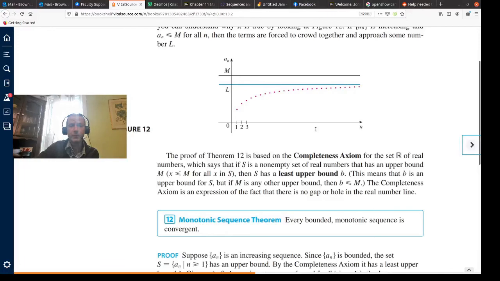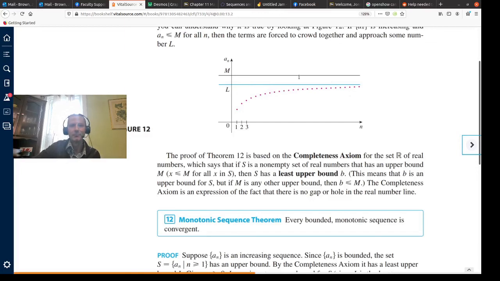So one final result, which really could have been made for functions, but we never did, is the monotonic sequence theorem, which says every bounded monotonic sequence is convergent. And bounded just means that all the terms of the sequence lie between two real numbers. So it has an upper bound and a lower bound. In the sequence pictured here, the upper bound is L. Monotonic just means the sequence is either increasing or decreasing. So all the terms here, you see they're getting a little bit bigger. So if you have a bounded monotonic sequence, then that sequence has to converge.